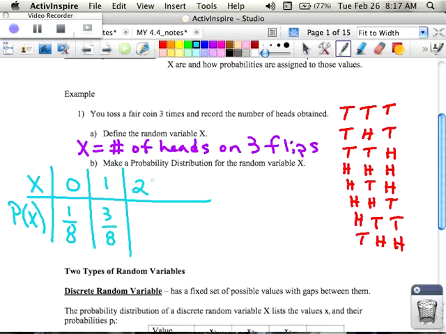I could get 2 heads, and that is going to happen 3 times also out of the 8. And I could get all 3 to be heads, which is 1 out of the 8. And as I look at this table distribution here, what I notice first of all is all the probabilities are greater than or equal to 0 and less than or equal to 1. And the sum of all these probabilities is 1. And you're always looking for that to see if this is an okay situation.